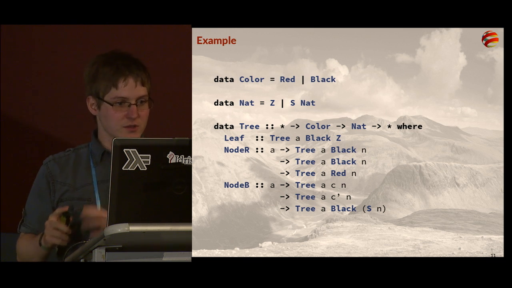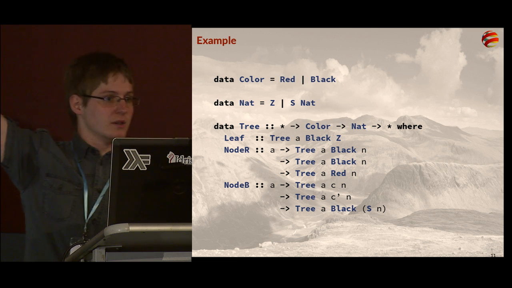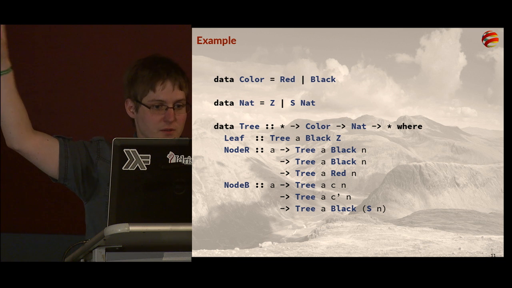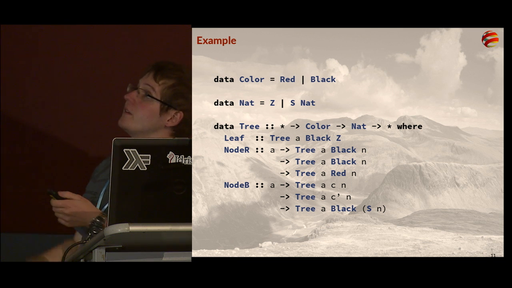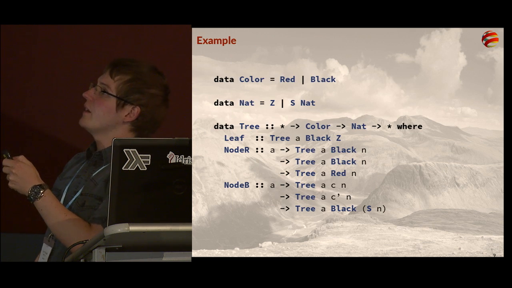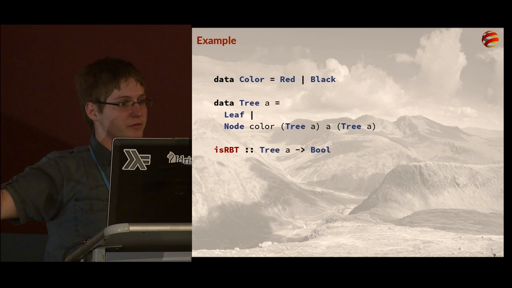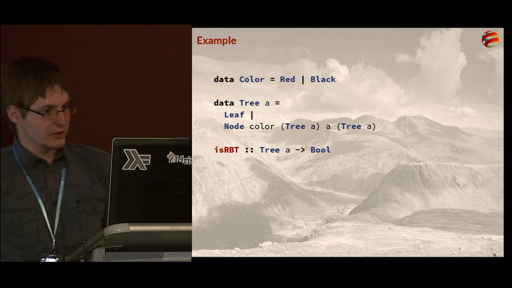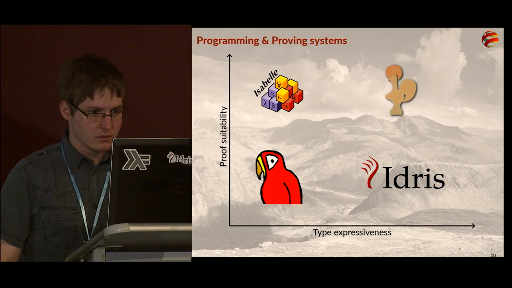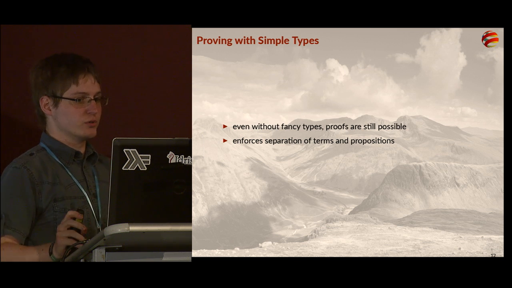Okay, so now back to this example. This is how you would write it in Idris or in Coq, and I'm going to argue that you don't always need that. I'm going to show you this system here, where you write it like that, and then you prove that all the insert operations satisfy this predicate. So even if you don't have all these fancy types, you can still do proofs.